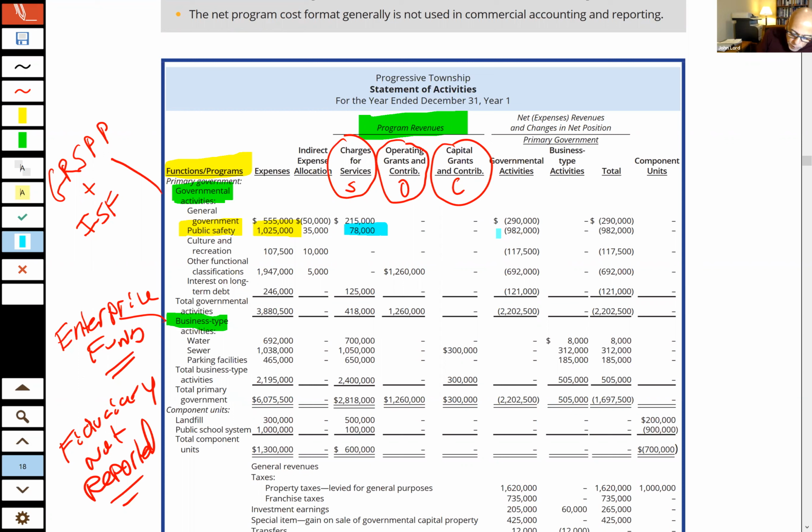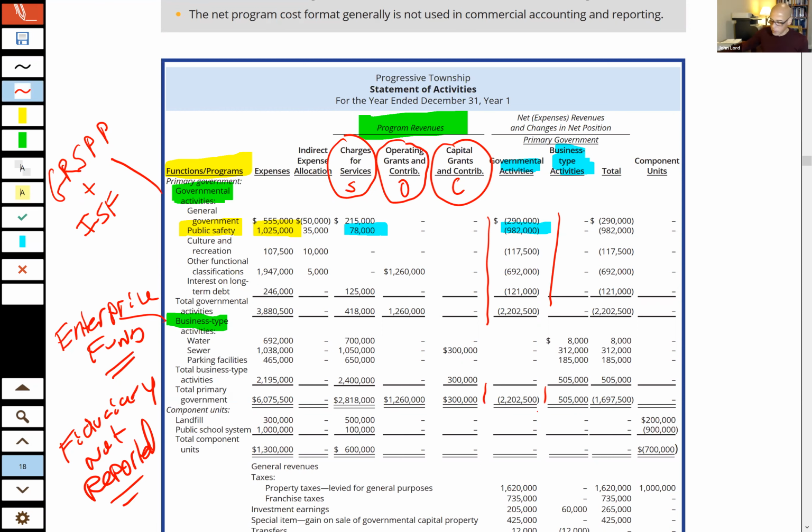Now, notice we have both governmental activities and business type activities showing up here. But when you come over to the governmental activities column, notice we have reported public safety net of any program revenue. So what did you spend? What revenue did you raise through these programs? And then what is the net expense of those? We have 982,000 in this example of net program expenses for public safety.